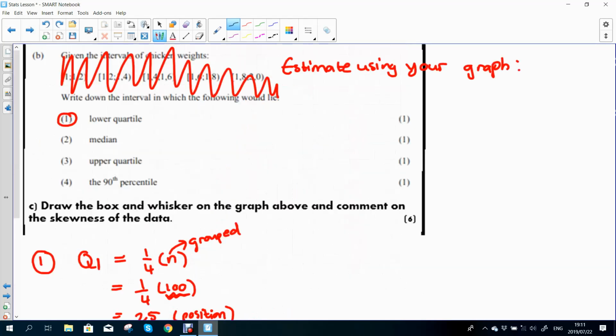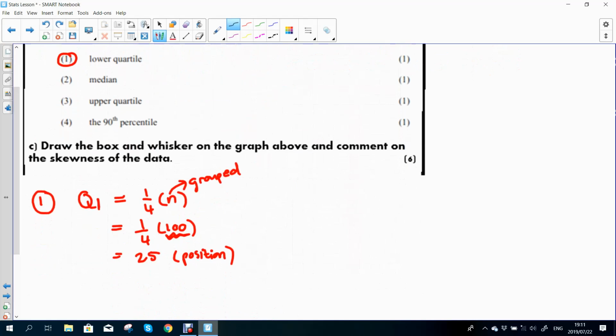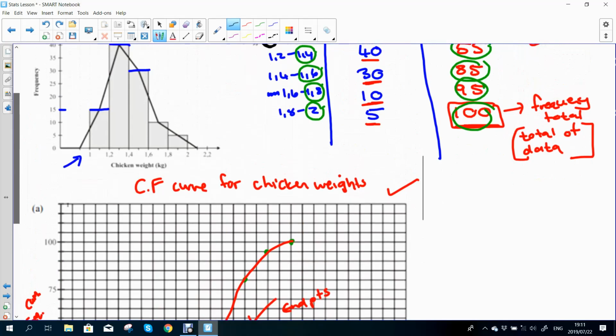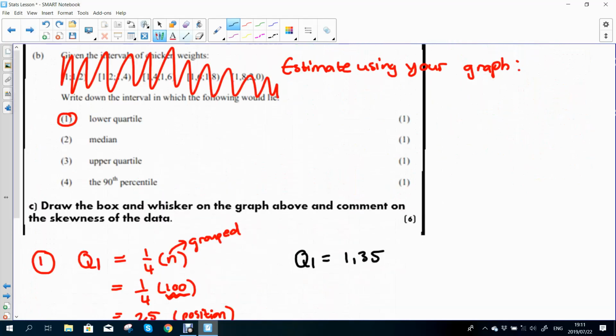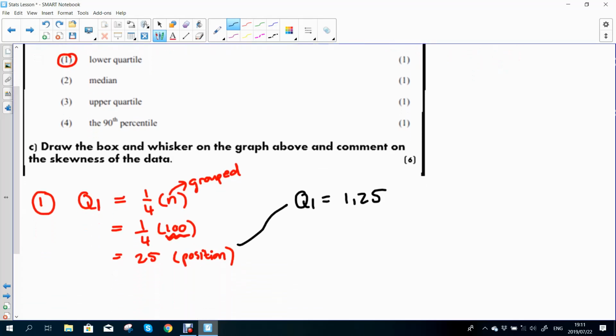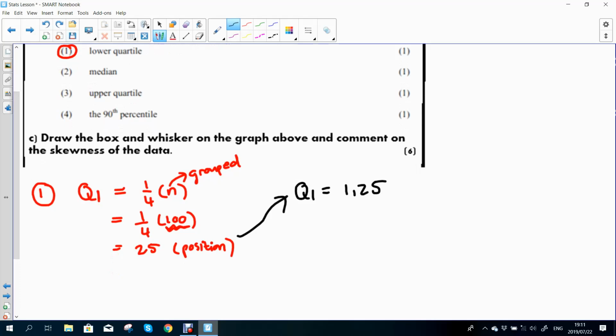So I'm going to say my quartile 1 is 1,35. Wait, let me check again. Something between 1,2 and 1,3. Sorry, this is 1,25. So it's in between. 1,25. And that's the value of my quartile 1.